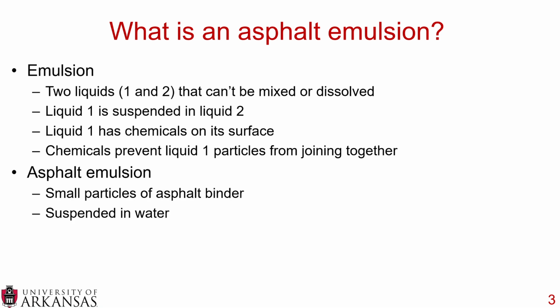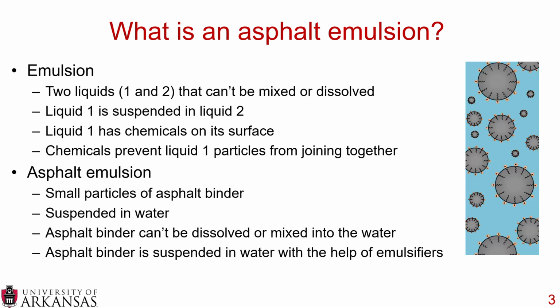Now for an asphalt emulsion, we can substitute materials in for these liquids. So for an asphalt emulsion, you have small particles of asphalt binder that are suspended in water. The asphalt binder can't be dissolved or mixed into the water, and the asphalt binder is suspended in the water with the help of emulsifiers. So if you take a look at the image on the right, you can see the circular asphalt binder droplets, and then you have some asphalt emulsifiers that suspend those asphalt binder droplets in the water.